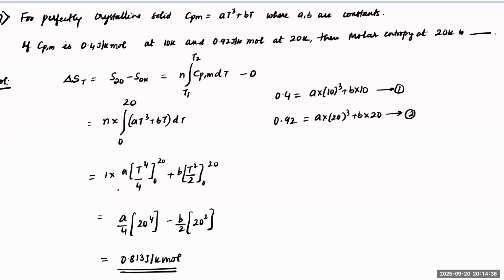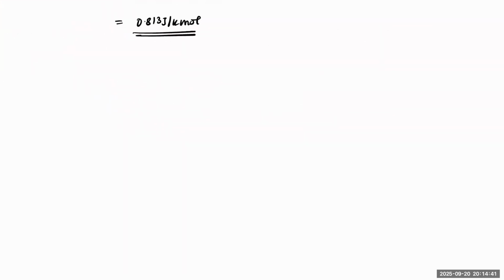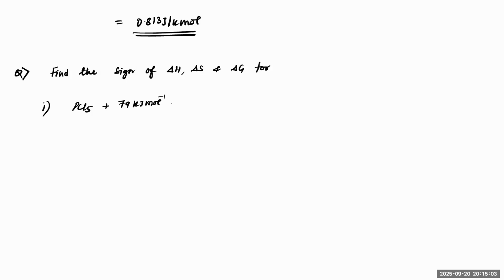Got it? Next, these are very simple objective type questions which have been asked. Find the sign of delta H, delta S, and delta G for the following. First, PCl5 plus 79 kilojoules per mole, that is giving PCl3 gas plus Cl2 gas. This is how it is given.